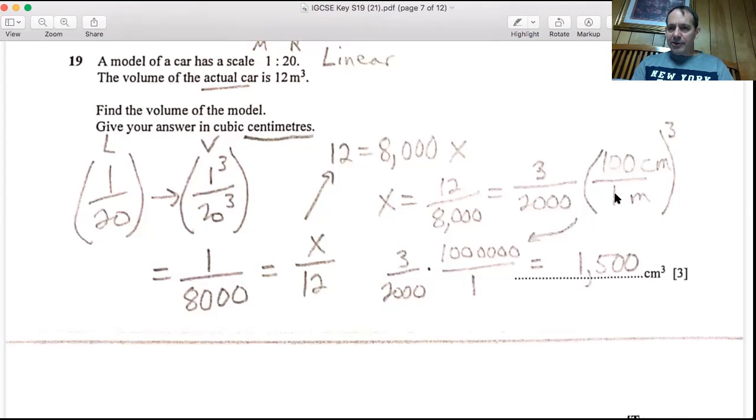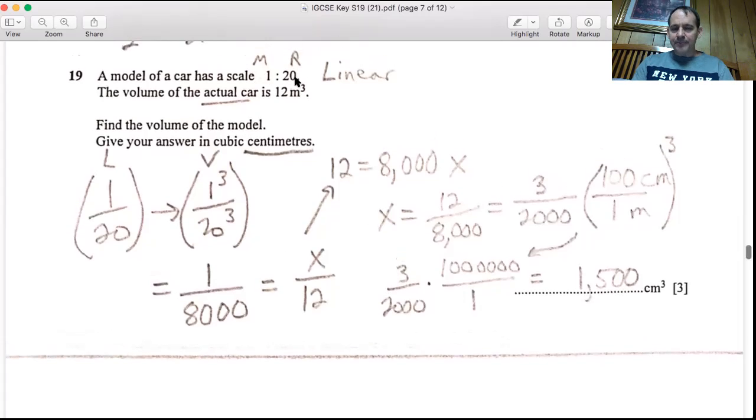Now we know the linear ratio from centimeters to meter. 100 centimeters is 1 meter. So this is the linear bridge, 100 centimeters to 1 meter. But we want a cubic of that. So we need to cube top and bottom. And so that gives us actually 1 million to 1 and our 3 to 2,000. We multiply that. And when you do that on your calculator, basically your model comes out to 1,500 cubic centimeters. So this is a little bit tricky problem.